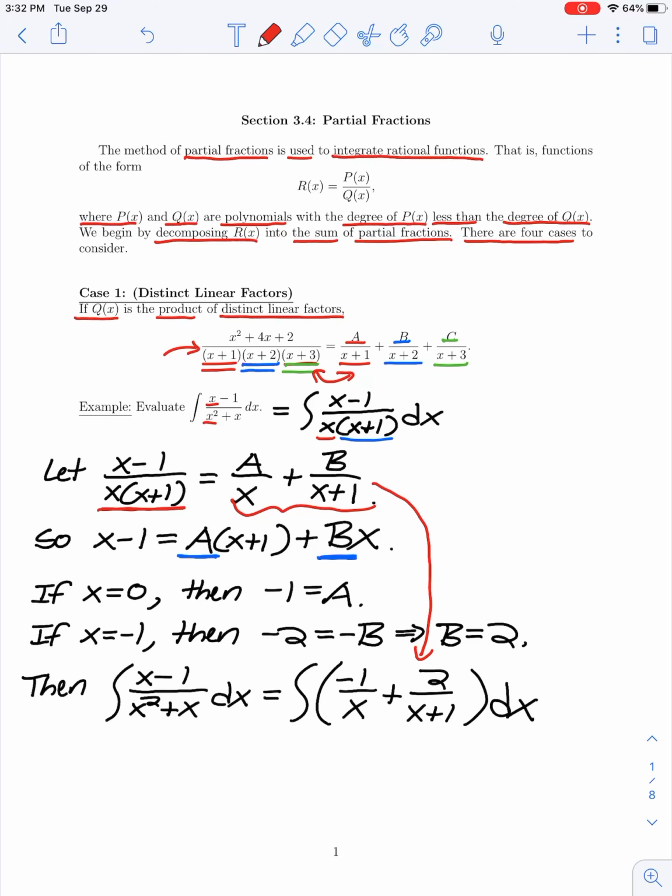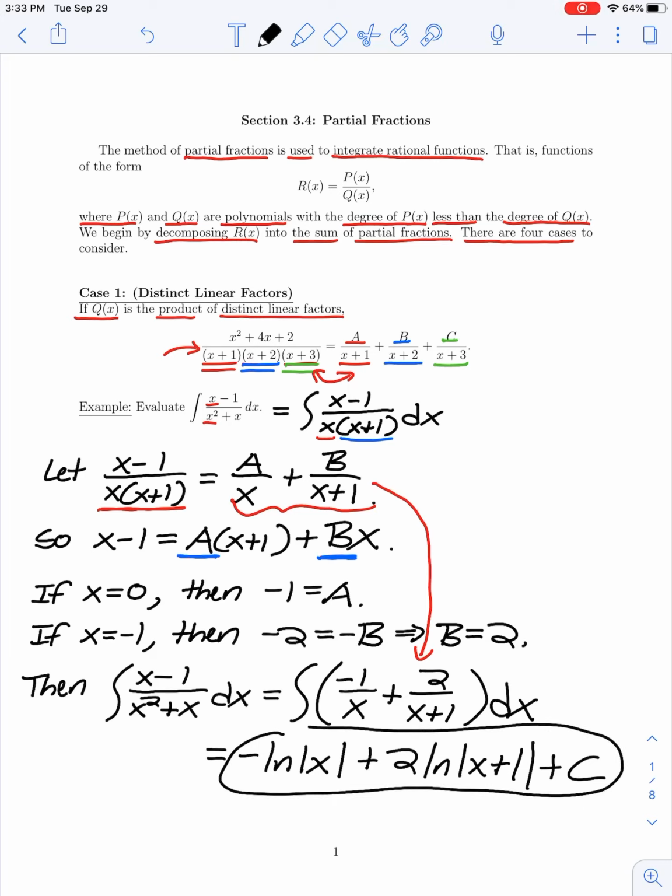And for each of these terms, I know how to find my antiderivative. The antiderivative of negative 1 over x would be the negative natural log of the absolute value of x. And then plus 2 times the antiderivative of 1 over (x plus 1), which would be the natural log of the absolute value of (x plus 1). And since this was an indefinite integral, I'm going to include an arbitrary constant c to get the most general antiderivative. So I've got the following.